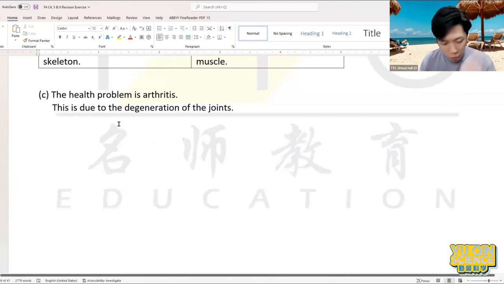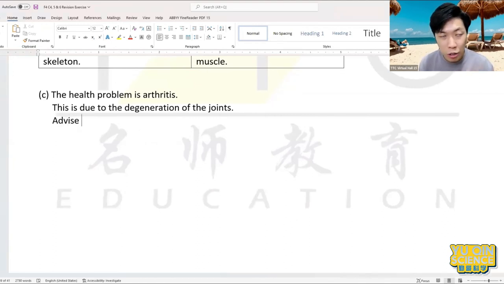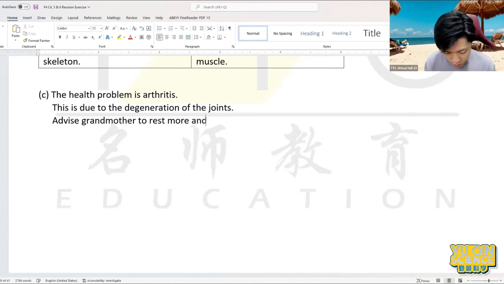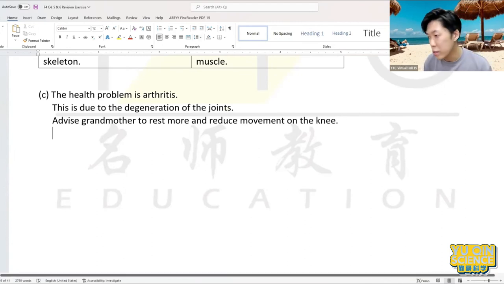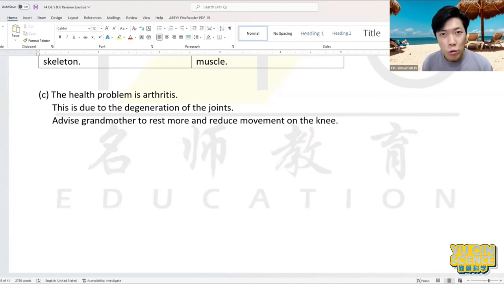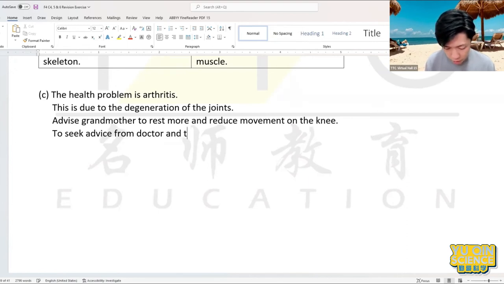So we would say advice. This is your 3, 4 and 5 marks. Advise your grandmother to rest more and reduce movement on the knee, because she needs time for recovery. What else can we suggest? If it's too bad, look for a doctor and take medicine. So, seek advice from a doctor and take medication to stop the pain.